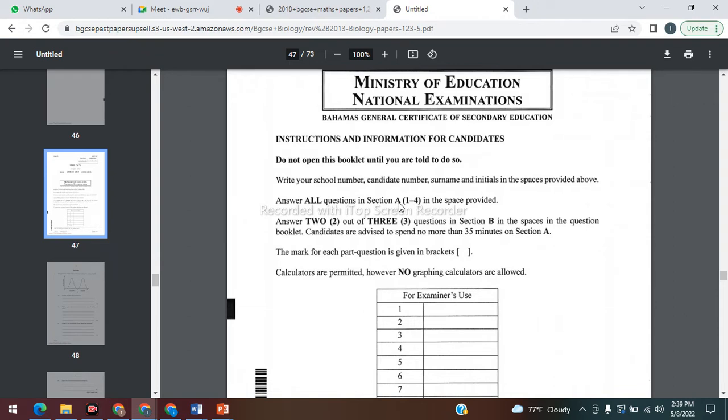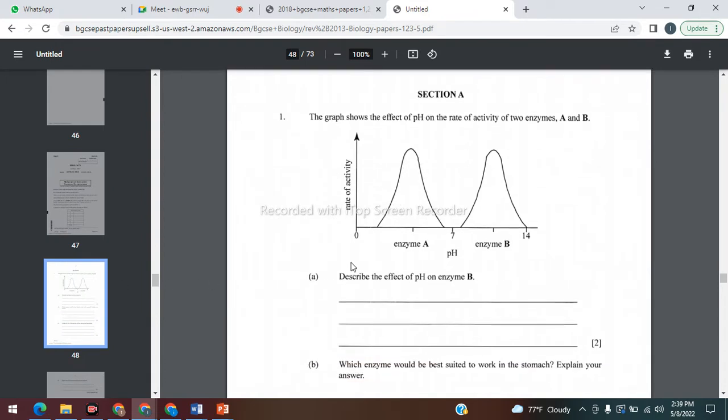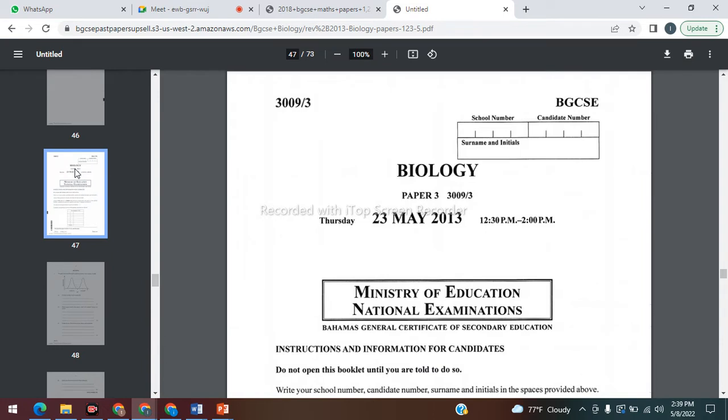Can you see my screen, by the way? Yeah. Okay, that's good. All right, so let's dive in. So these ones are the mandatory ones. Section A. What is 2013? 2013. Oh, and 2011. All right, see what's happening. Give me one moment.